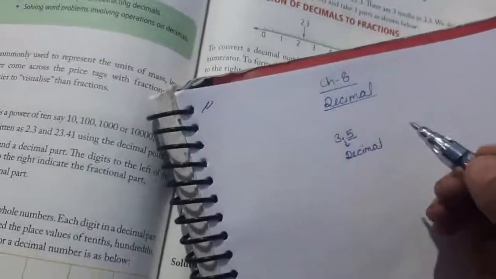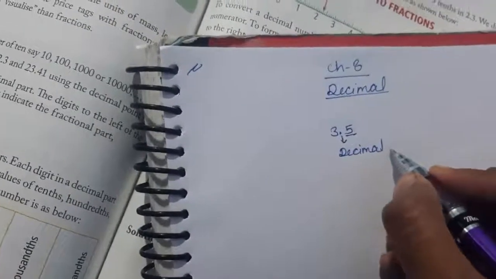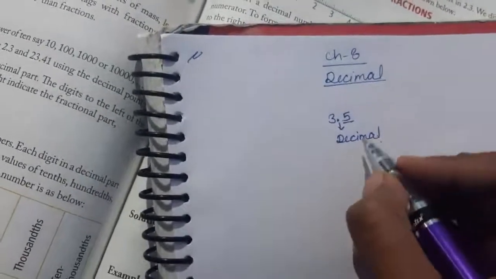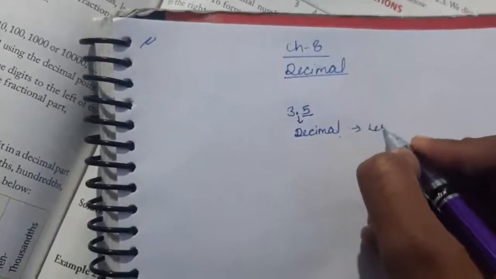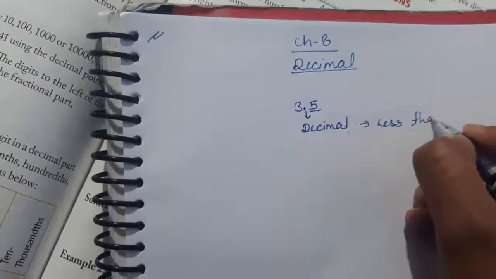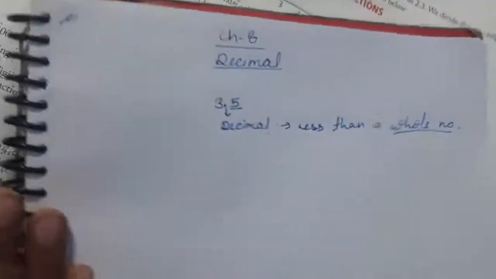The chapter is called decimal. This is the number 3.5. We have to read 0.5. The point represents the decimal. And what is the meaning of decimal? After the decimal point, a digit always represents less than a whole number. And now the question arises: what is a whole number?